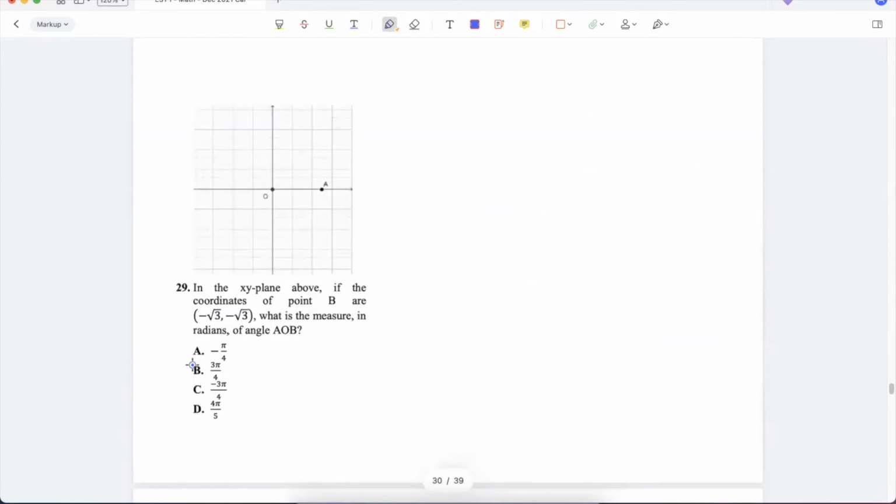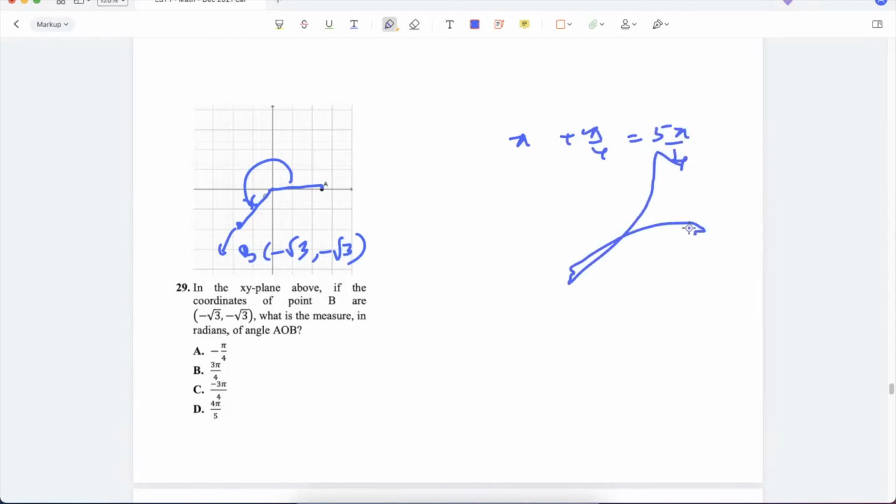In the xy plane, if the coordinates of point B are minus root 3 comma minus root 3, so around here somewhere, what is the measure of angle AOB? Okay, so this is angle AOB. So angle AOB would be pi plus pi by 4, which is 5 pi by 4. Let me just write that.